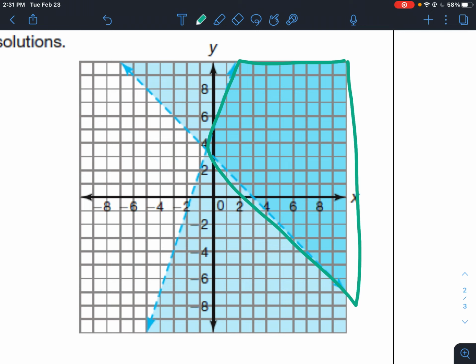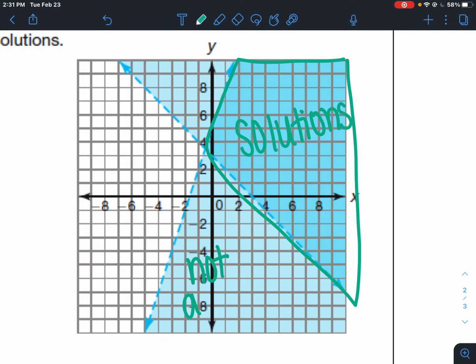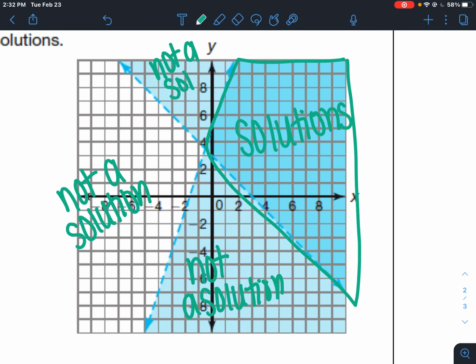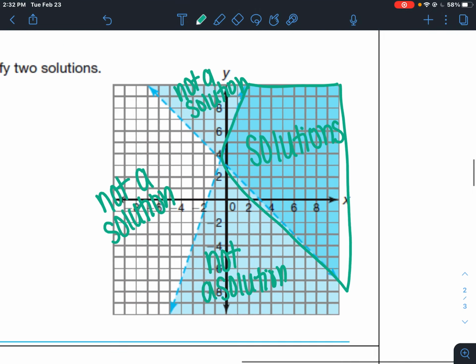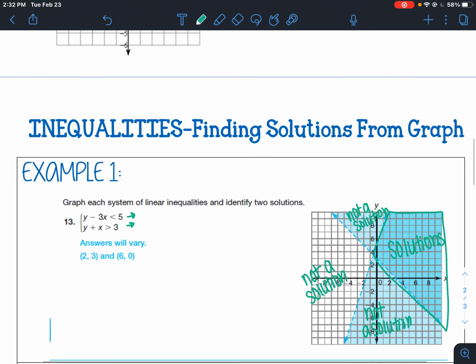You can pick any points that are in this double shaded area. So this is where solutions are. Again, terrible color to write over blue. This is not a solution. This is definitely not a solution. It has no shading. And up here is not a solution. Okay, so go ahead and try the two examples down below, and good luck.